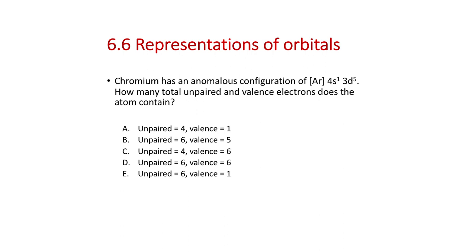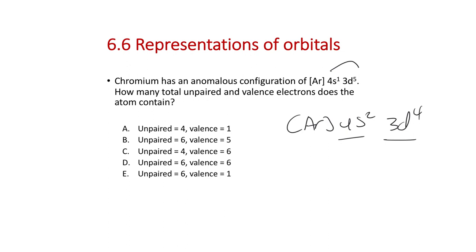So some things like chromium have a configuration that's unexpected. The configuration of chromium turns out not to be what we expected, which would be argon, 4s2, 3d4. But it turns out to be 4s1, 3d5. So some elements have what we call an anomaly. They have a configuration that we didn't expect.